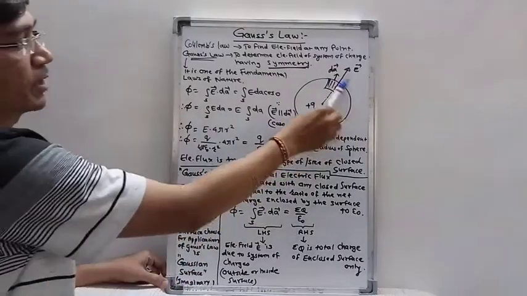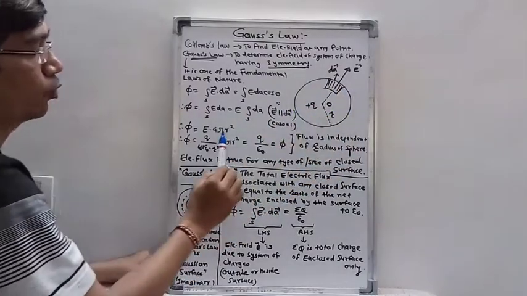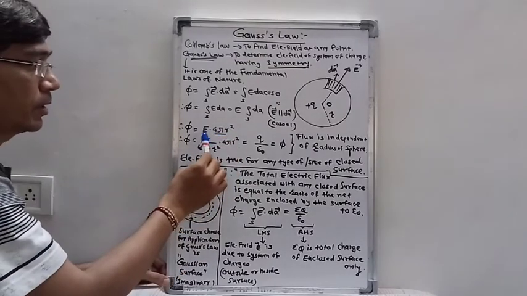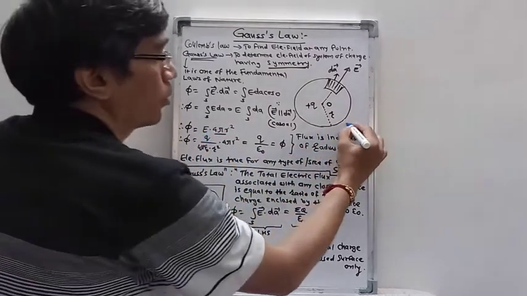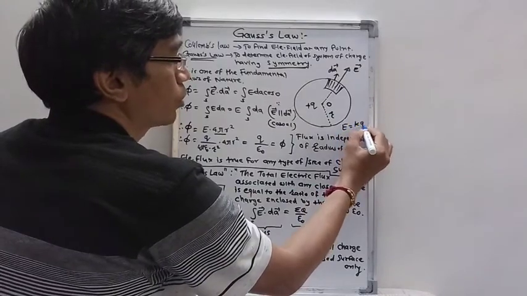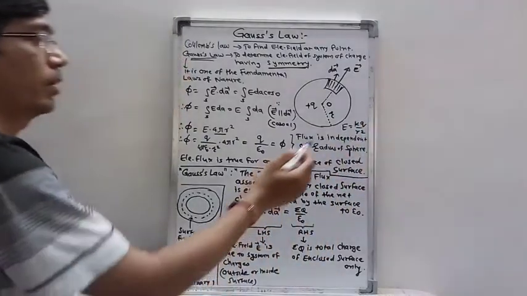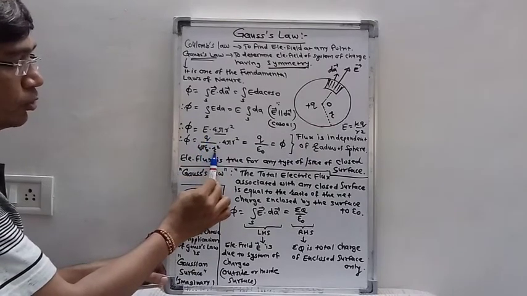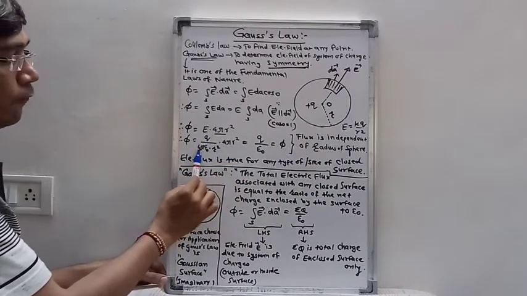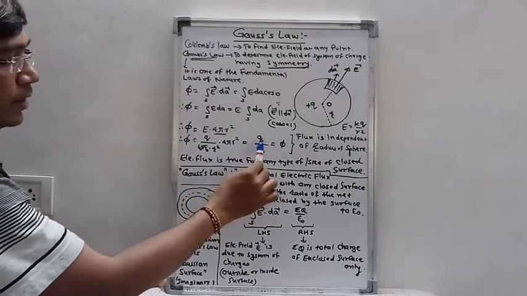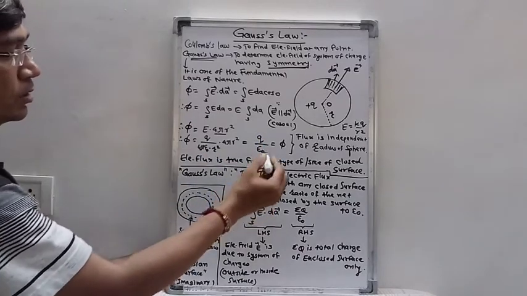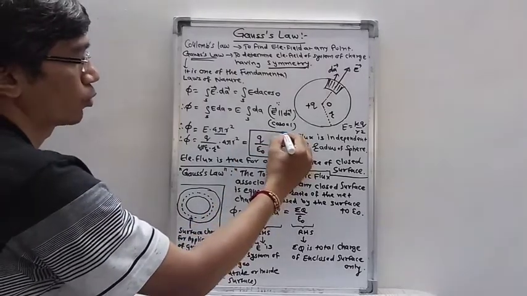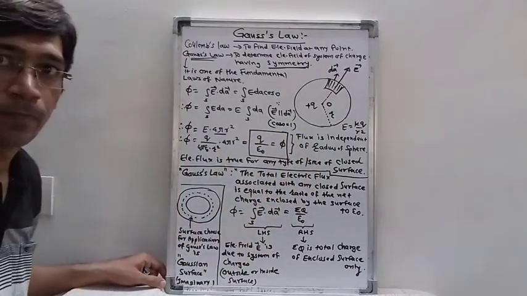The total surface area of the sphere is 4 pi r square, whereas the electric field is E equal to kq upon r square. K is 1 by 4 pi epsilon 0, so it is q upon 4 pi epsilon 0 r square into 4 pi r square. The 4 pi r square is cancelled, and we get q upon epsilon 0. This is the flux equation. So flux is equal to q upon epsilon 0.